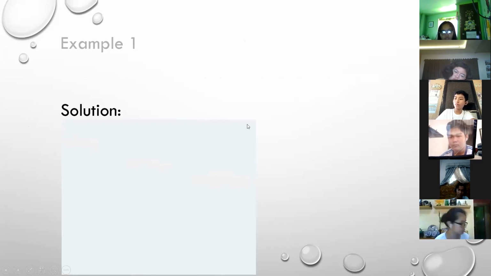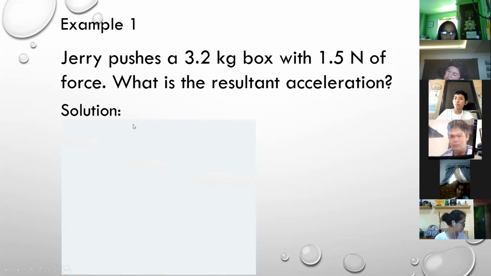Jerry pushes a 3.2 kilogram box with 1.5 Newton of force. What is the resultant acceleration? Again, Jerry pushes a 3.2 kilogram box with 1.5 Newton of force. What is the resultant acceleration?